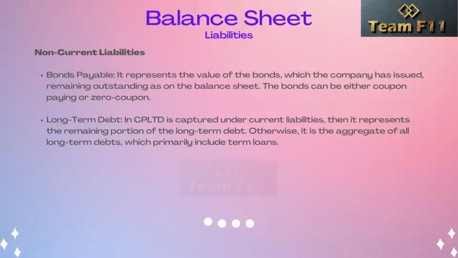Bonds payable, it represents the value of the bonds, which the company has issued, remaining outstanding as on the balance sheet. The bonds can be either coupon paying or zero coupon. Long-term debt, if captured under current liabilities, then it represents the remaining portion of the long-term debt. Otherwise, it is the aggregate of all long-term debts, which primarily include term loans.